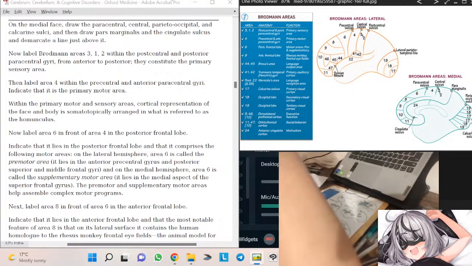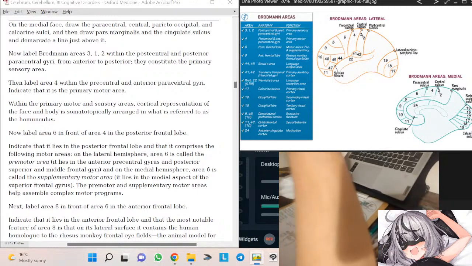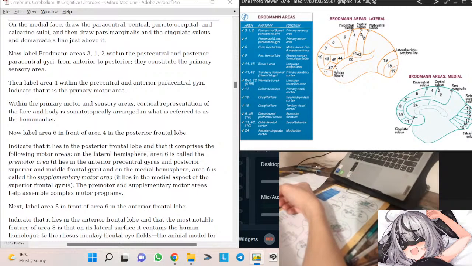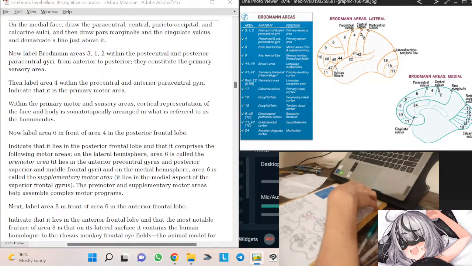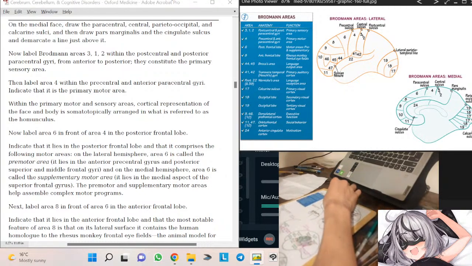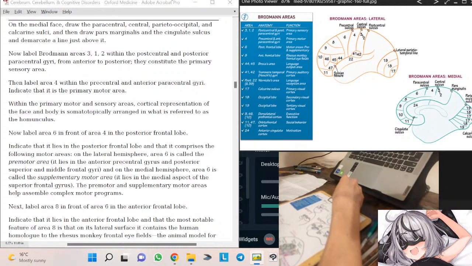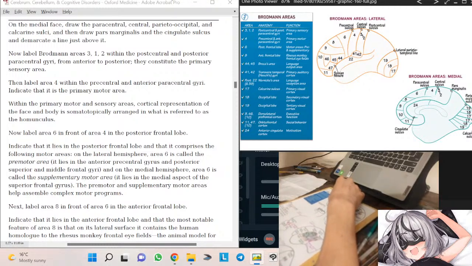Now label Brodmann areas 3, 1, 2 within the postcentral and posterior paracentral gyri. From anterior to posterior, they constitute the primary sensory area. Then label area 4 within the precentral and anterior paracentral gyri. Indicate that it is the primary motor area. Within the primary motor and sensory areas, cortical representation of the face and body is somatotopically arranged in what is referred to as the homunculus.